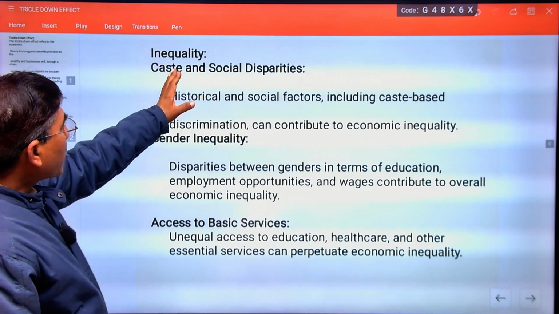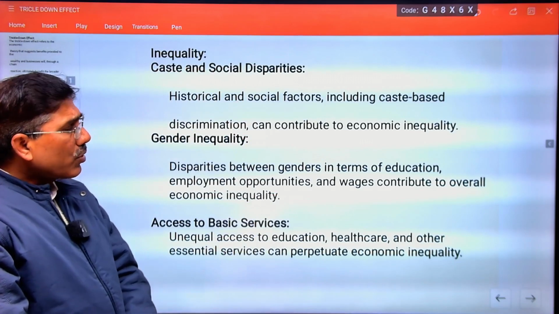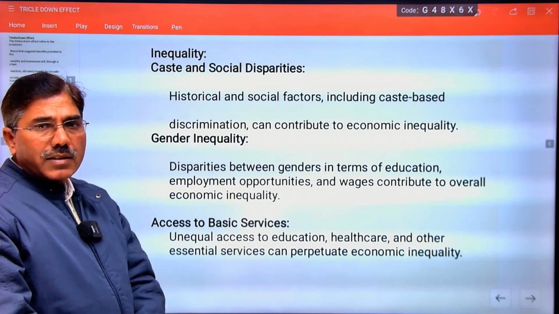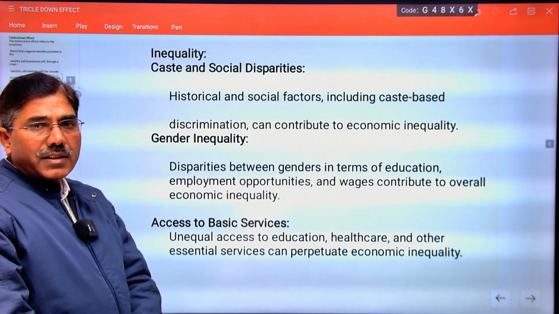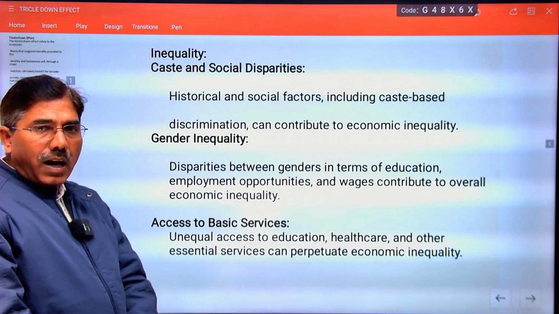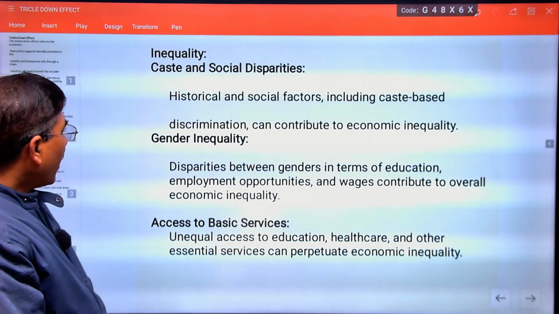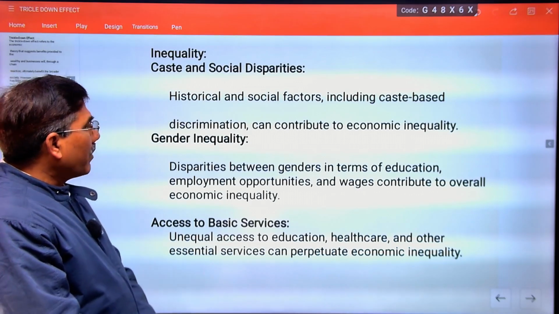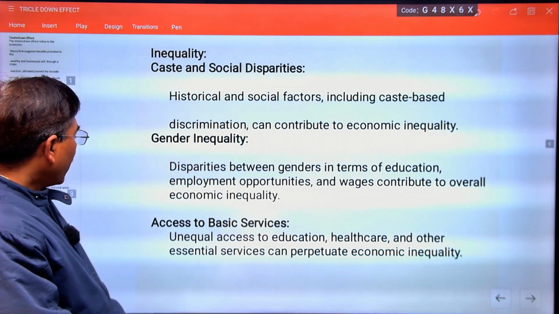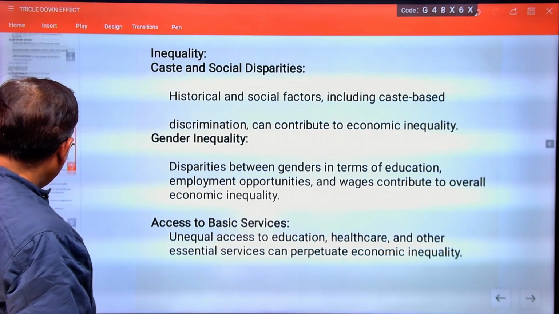Inequalities, caste and social factors are also responsible. As you know, our society is fragmented on the basis of the caste system. Caste hierarchy is there. Occupational rigidity was there. That kind of rigidity began to break down after 1981 due to increasing modernization, westernization, etc. After that, those problems began to be eliminated from our society. That kind of discrimination, gender inequality, access to basic services, etc., is the major problem here.